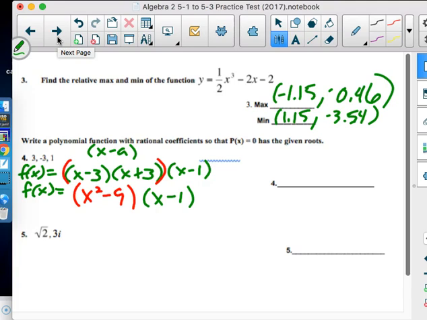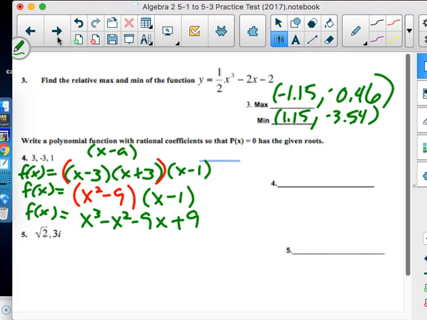Do the easy stuff first. And then it's just FOIL after that. So first times first. Outside times outside. No, I'm not saying it out loud because I want you to do it and then check it. Inside times inside. Last times last.